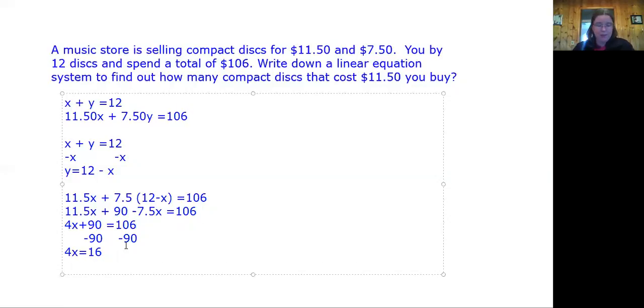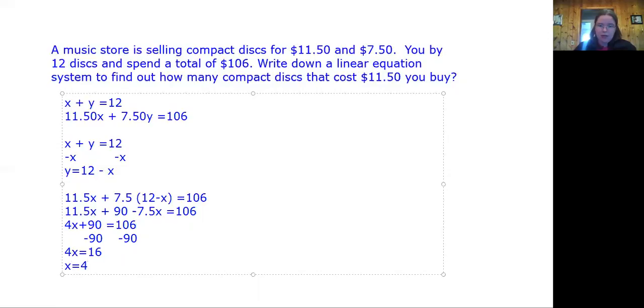And then the last step is to divide by 4 on both sides, because we want to get our X all by itself. So if we divide by 4 on both sides, we will have 16 divided by 4, and 16 divided by 4 is 4.